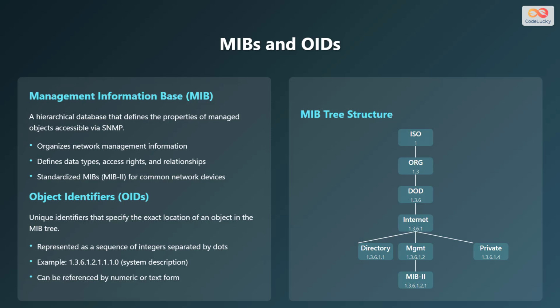Object identifiers, or OIDs, are unique identifiers that specify the exact location of an object in the MIB tree. They are represented as a sequence of integers separated by dots. For example, 1.3.6.1.2.1.1.1.0 represents the system description. OIDs can be referenced by their numeric or text form. Starting from the root node named ISO with Object Identifier 1, the tree expands to Organizational, Department of Defense, Internet, Directory, Management, Private, and finally to MIB-2 with Object Identifier 1.3.6.1.2.1.